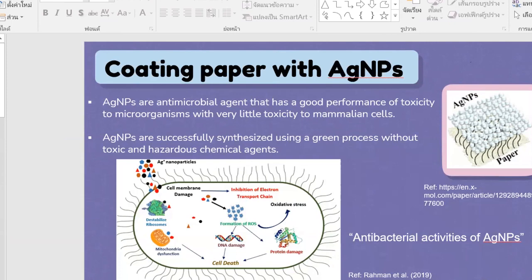Silver nanoparticles can be successfully synthesized using a green process without using toxic or hazardous chemicals. So this process would be good for the synthesis of silver nanoparticles.